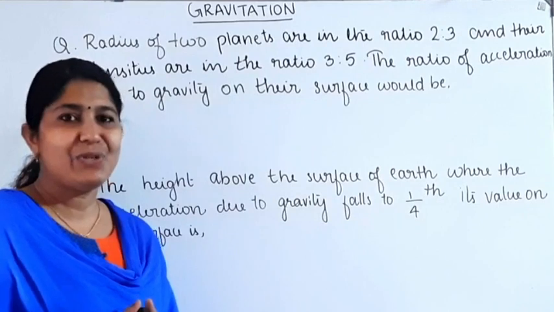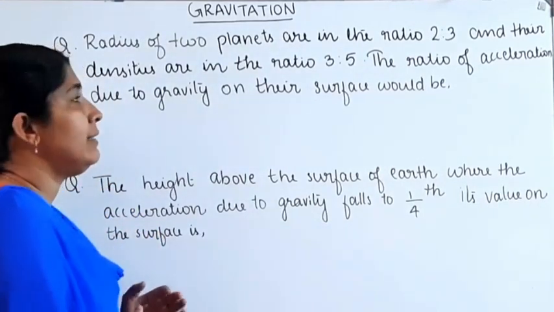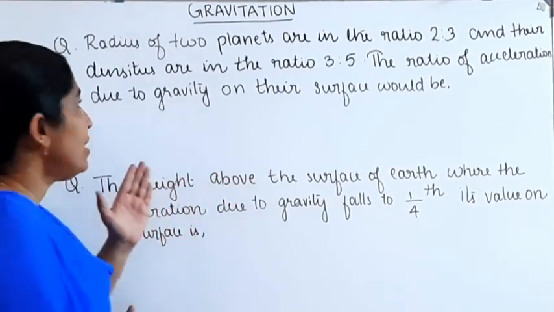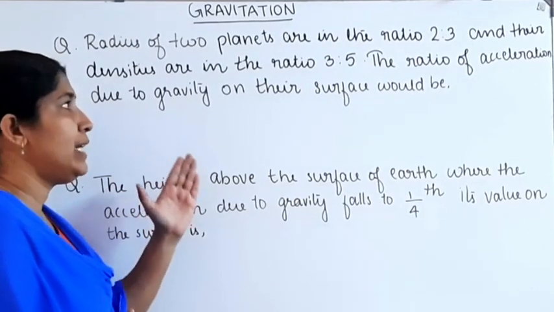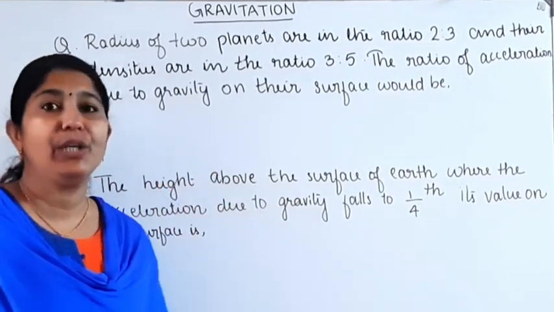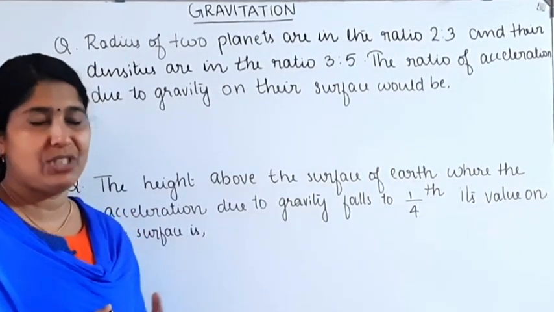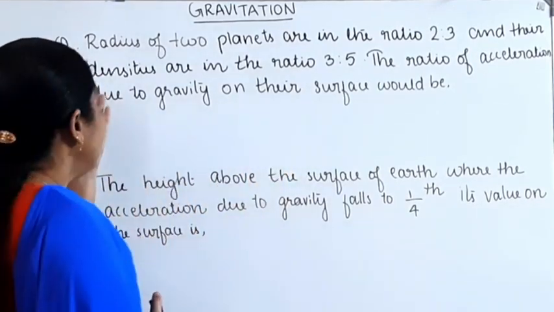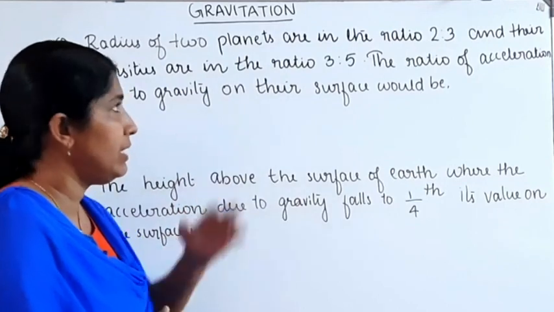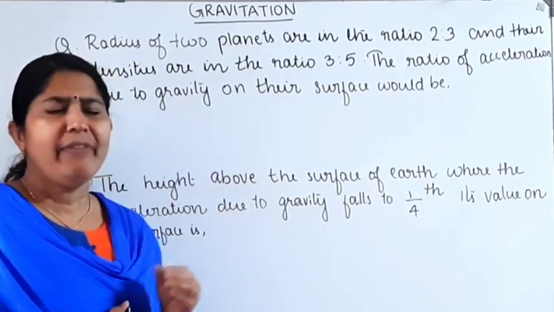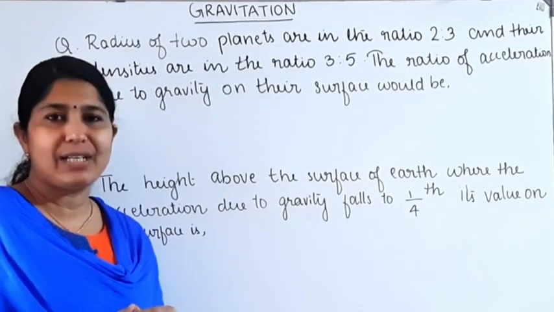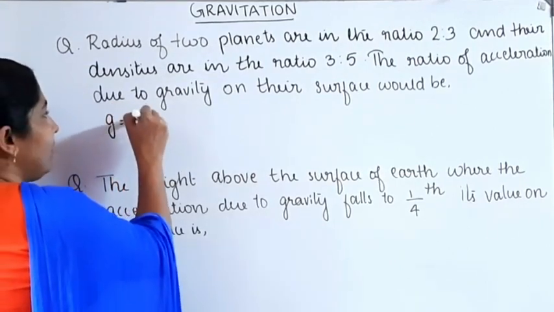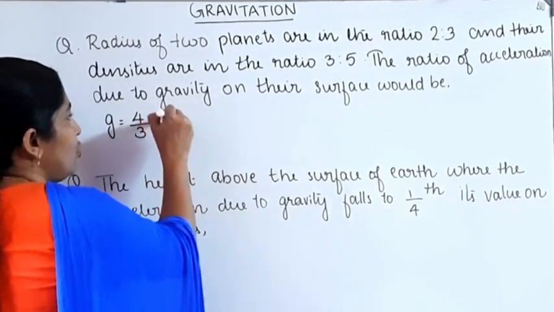Our first question: the radii of two planets are in the ratio 2:3 and the densities are in the ratio 3:5. The ratio of acceleration due to gravity on the surface should be? We want to find out the ratio of acceleration due to gravity. The radii of the planets are in the ratio 2:3, and the densities are in the ratio 3:5. For the density related equation for the acceleration due to gravity, we know that g is equal to 4 by 3 pi G R rho.